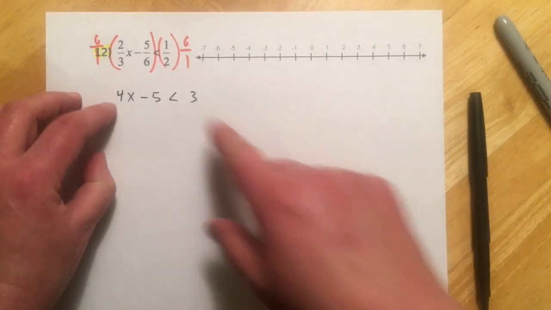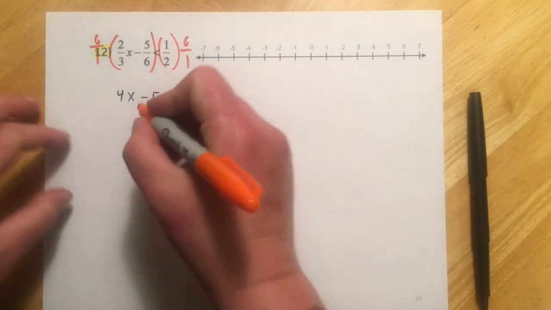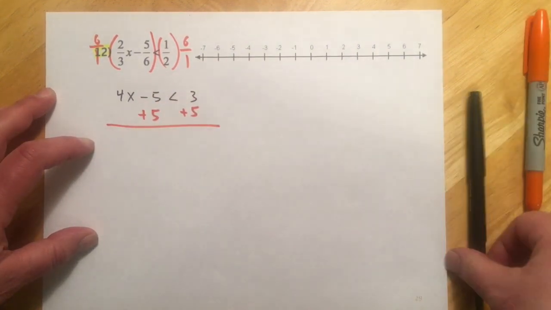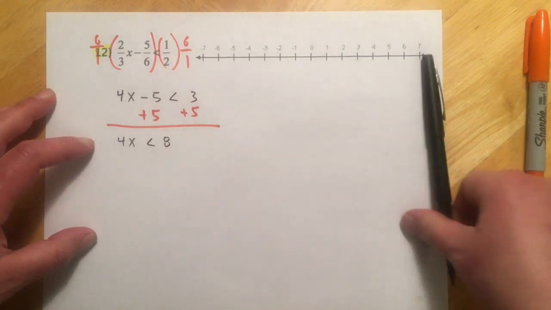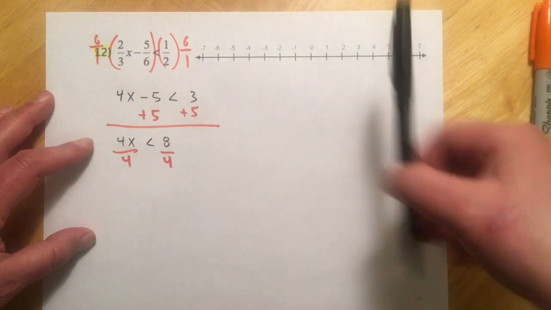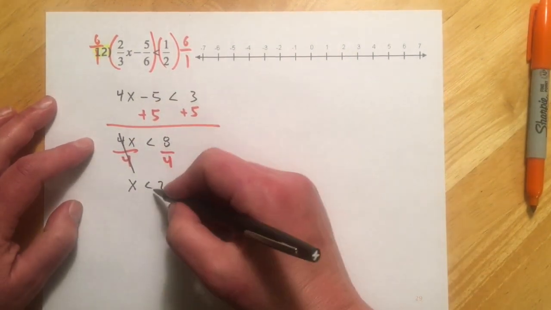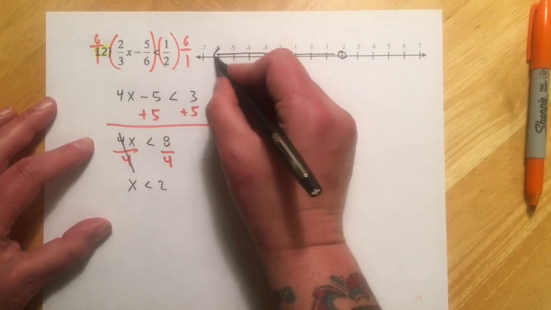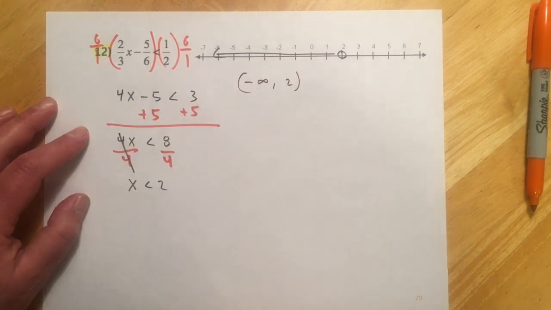So this was a terrible problem, and now it's a really easy problem. Again, really good technique. So we'll add the 5 over, and 4x is less than 8 divided by 4. And x is less than 2. So go to 2, open dot, going to negative infinity, so negative infinity up to 2.